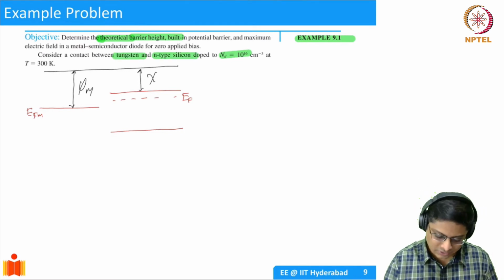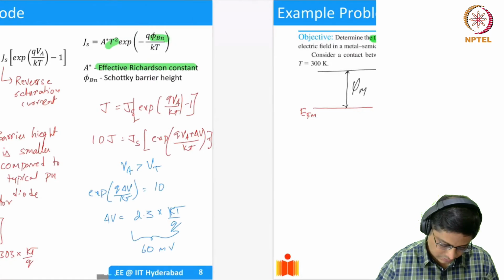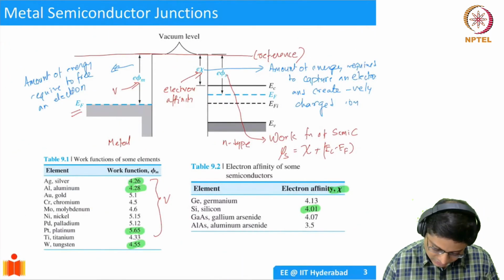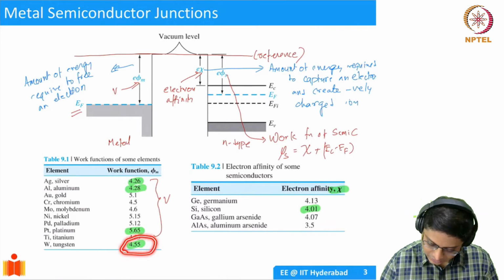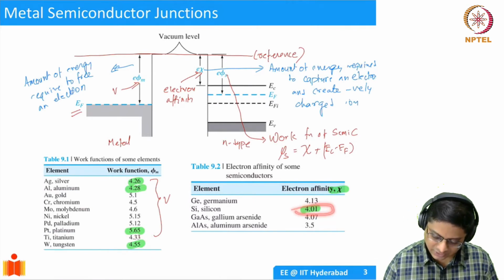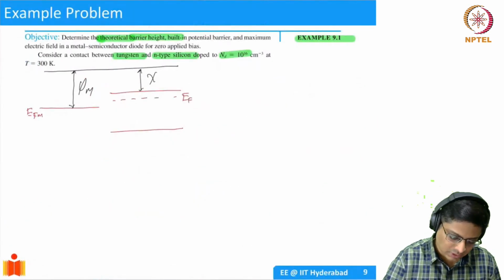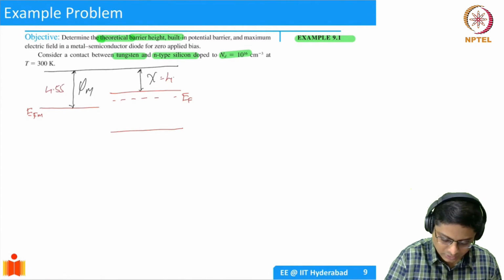Okay. So let's look that up. Just a minute. Go back to my first slide. So tungsten was 4.55 and electron affinity was 4.01, okay, for silicon. So if I go back, this is 4.55 and this is 4.01.